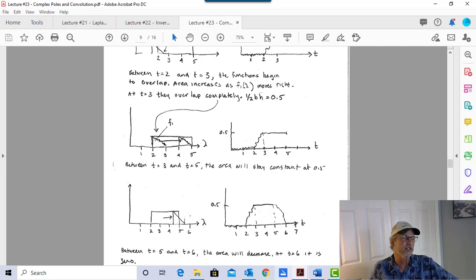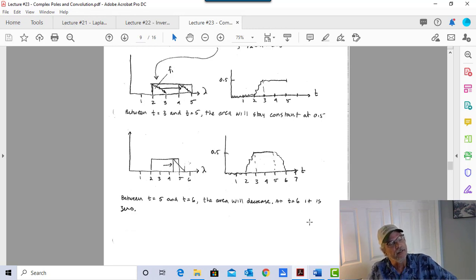Let's look at that scenario. So t gets greater than 5 and my area is going to start to decrease. What's going to happen when t gets to 6? Now the butt of my triangle is going to be outside of my rectangle and I'm going to have no shared area, and so my output is going to be 0.